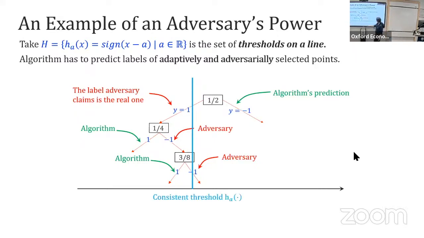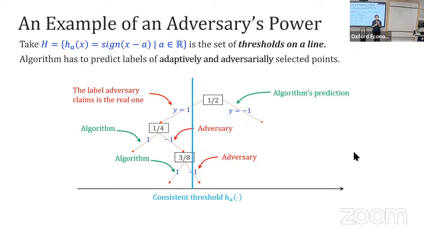Why? Imagine that this is the threshold h_a. Anything on this side should be positive, and indeed it is. Half was labeled positive. It was claimed to be positive. 1/4 was labeled as negative. 3/4 was labeled as negative. So everything on this part of the line is indeed negative. Everything on this part of the line is indeed positive.